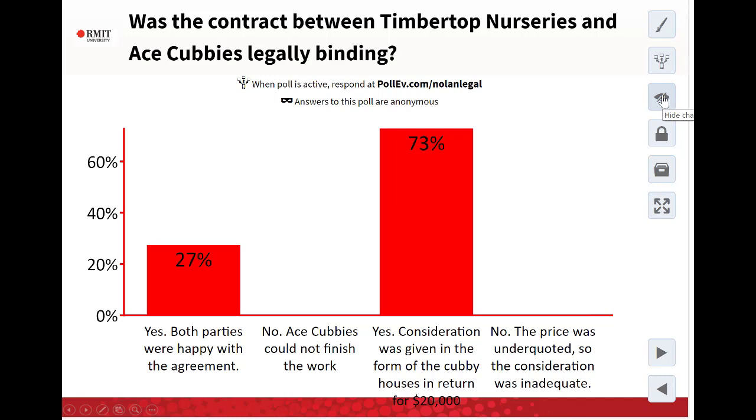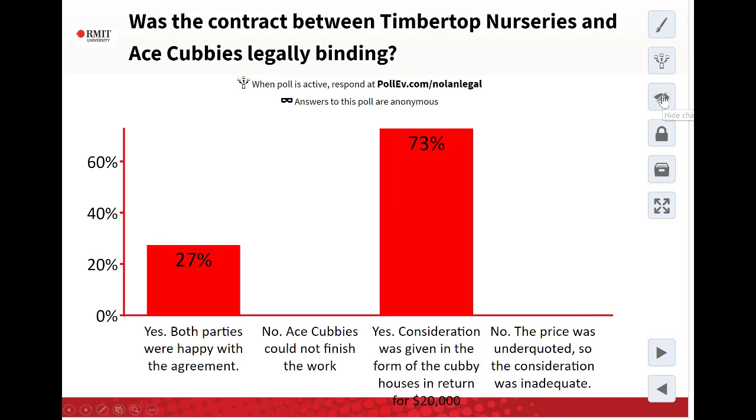At the time the contract is made, there are two promises. There's a promise to deliver the cubby houses, and in exchange for that promise, the price of that promise is $20,000. There's also a promise, very quickly fulfilled, but there's also a promise to pay $20,000. And the price of the promise to pay $20,000 is a promise to deliver the cubby houses by a particular date.